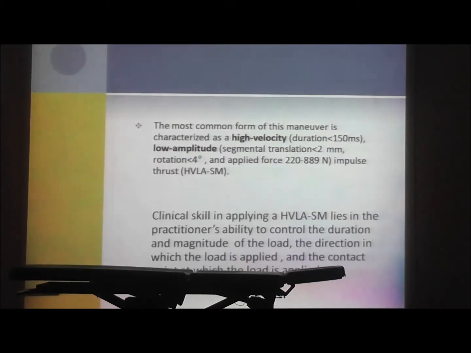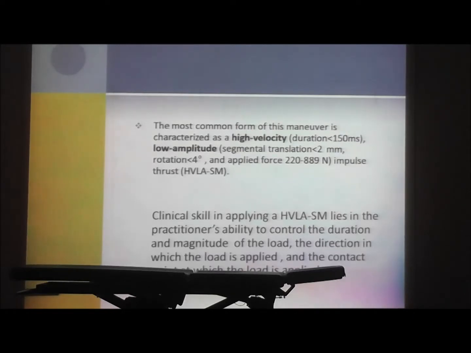Okay. The scientific definition for manipulation is low amplitude, high velocity thrust. We mean that the manipulation is not about the force, it's about the speed. Very fast speed, but low force. Don't mix these two things. Some people say, if I do manipulation, you need to be a strong man. You don't need to go to the gym if you want to be a manipulative physiotherapist. You just need the direction of the movement to be done correctly, and you need high velocity, low amplitude thrust.